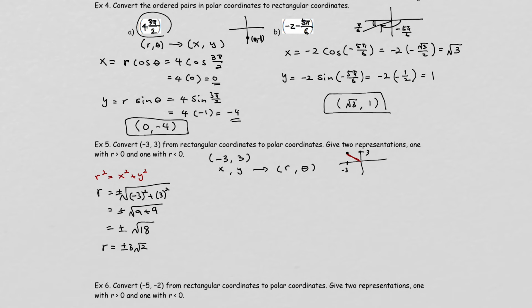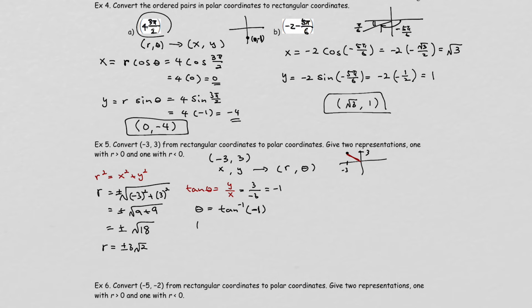And then we wanted to find the theta. Because we know the formula tangent theta equals y over x, we can use that. So tangent theta is y, which is 3, over x, negative 3, which will be negative 1. In order to find theta, we're going to do tangent inverse of negative 1. And the angle that gives you 1, we know that's going to be pi over 4.